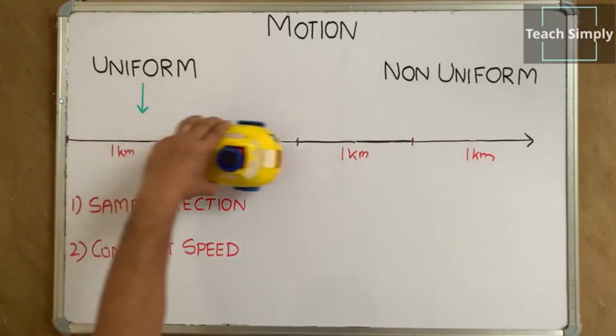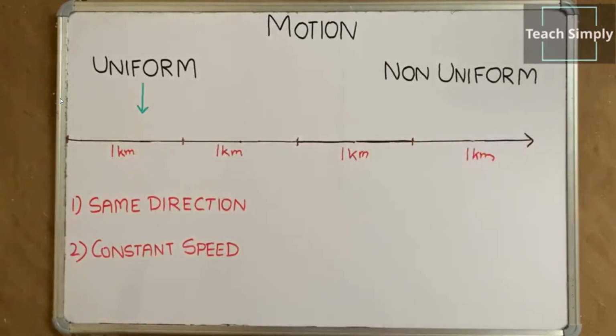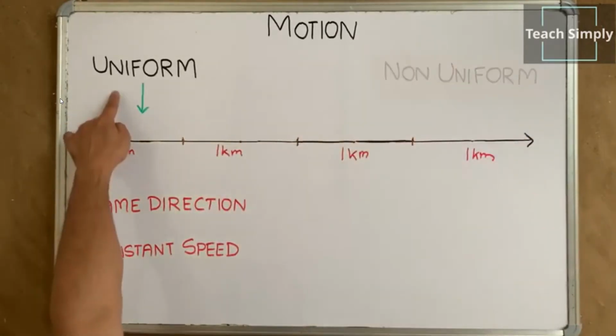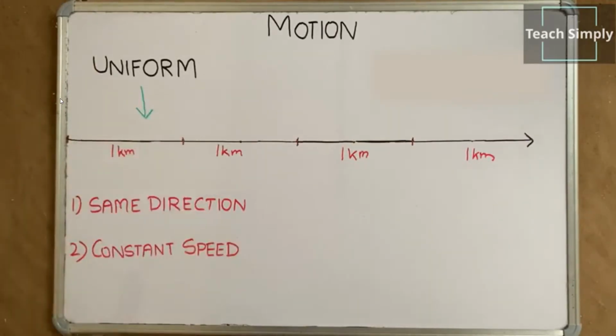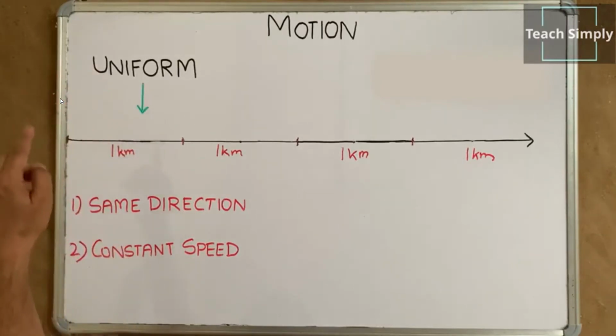You can see the motion of this toy here. It is moving in one direction. So, motion in the same direction, that is there, and it is also moving with constant speed. So there are two conditions for uniform motion. First condition is this, that directions should remain same, and second condition is this, that the speed should be constant.